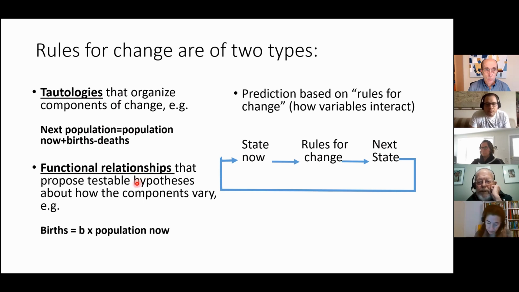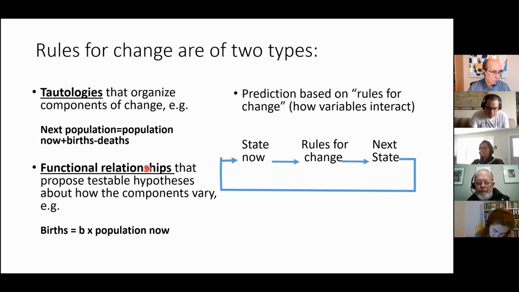The other flavor in the rules are functional relationships. These are specific, theoretically testable propositions about how these components of change, births and deaths, vary over time with the state of the system and perhaps other external disturbances and so on. So a functional relationship is an empirical or theoretical prediction about components of change in tautologies.